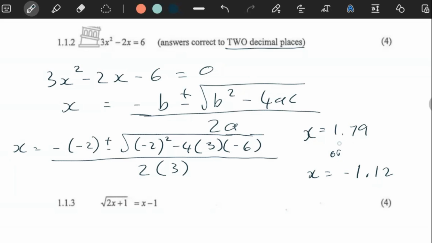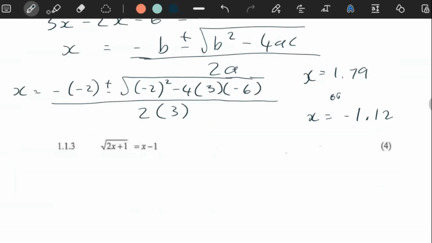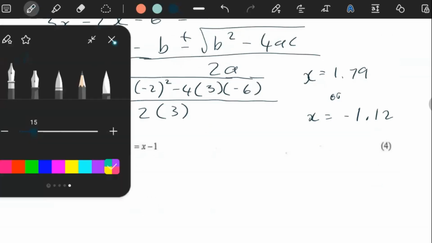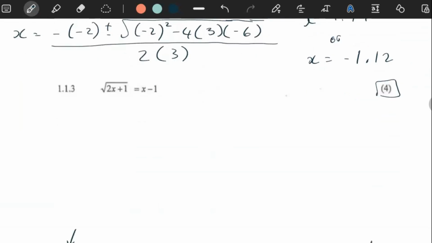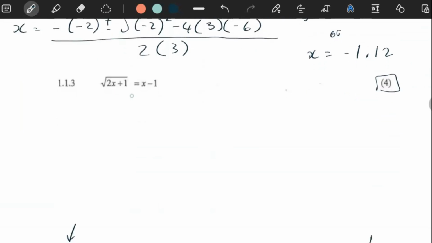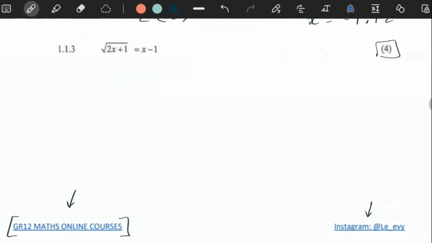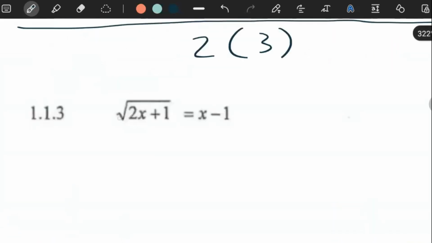So if you were to test using 1.79 and you put that there, you would get an answer maybe very, very close to 0, because this is rounded off, and that will be okay to say that your answer is correct. In the next question here, for 4 marks, it is a very common thought to think that here you're going to get 2 answers, but one of them is not going to be valid.